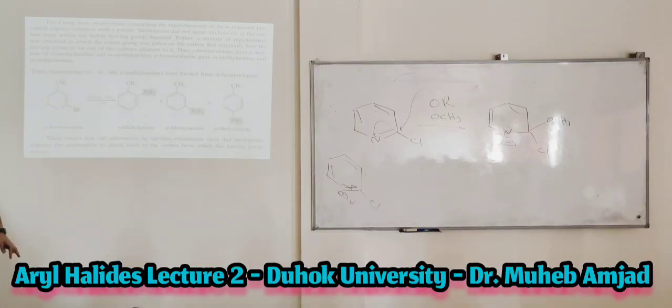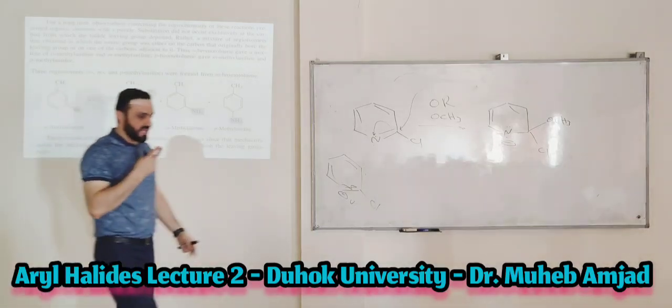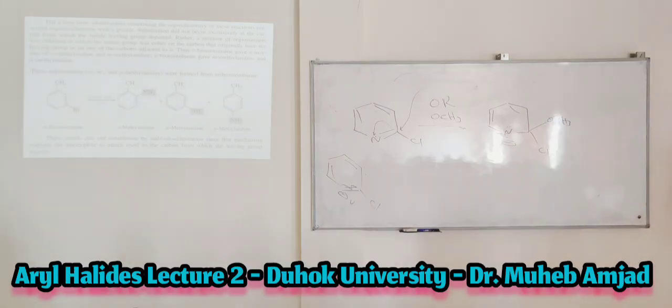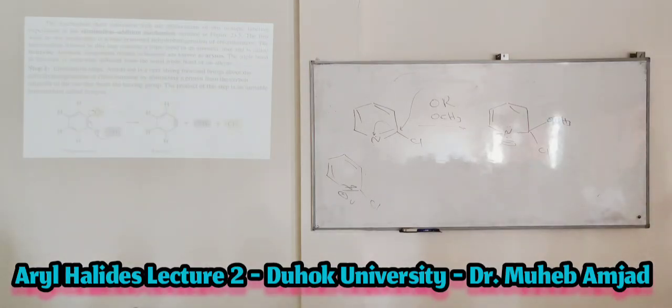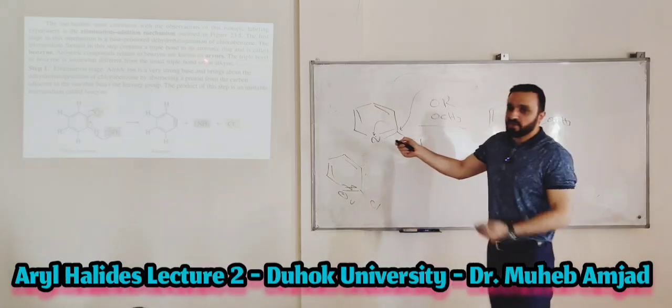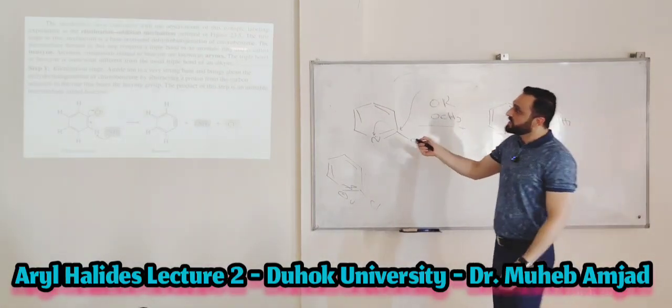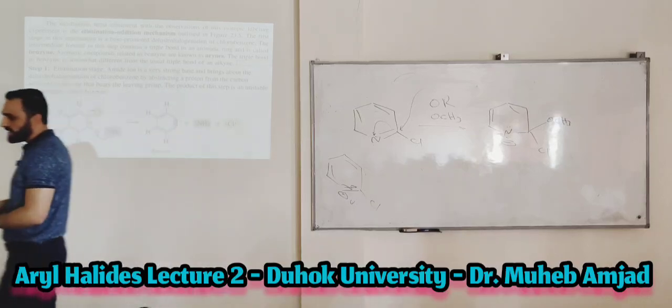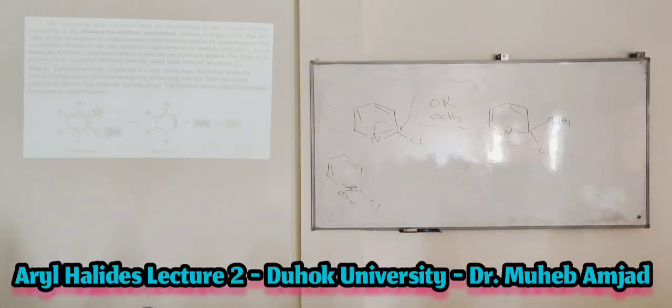So we have to suggest another mechanism for this type of reaction: the elimination-addition mechanism. The mechanism most consistent with the observed isomer results is the elimination-addition mechanism, outlined in the next figure. I will give you the figure showing how the mechanism happens.